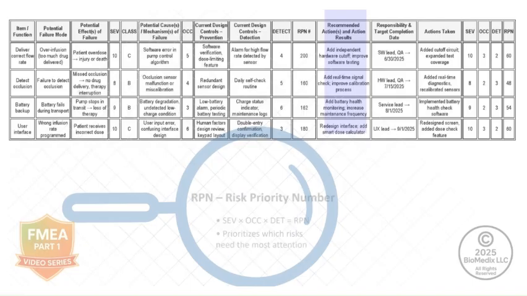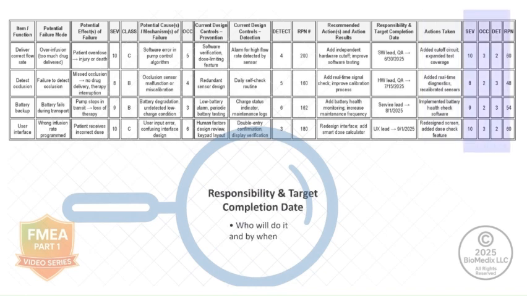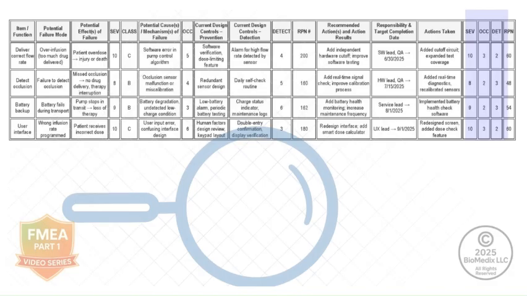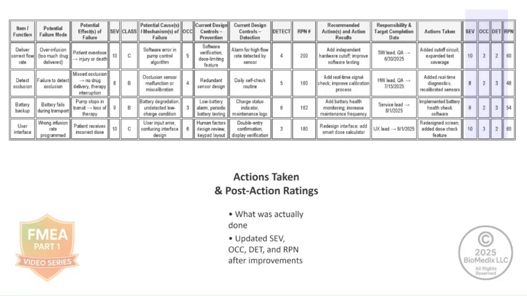Next, we have recommended actions and action results, the improvements we planned to reduce the risk. Responsibility and target completion date names who will complete the action and by when. Actions taken records what was actually done. Finally, the SEV, OCC, DET, and RPN columns at the end are where we enter updated scores after improvements to show how the risk has been reduced. By understanding each of these columns, you'll be ready to build an effective FMEA that improves product safety and reliability.